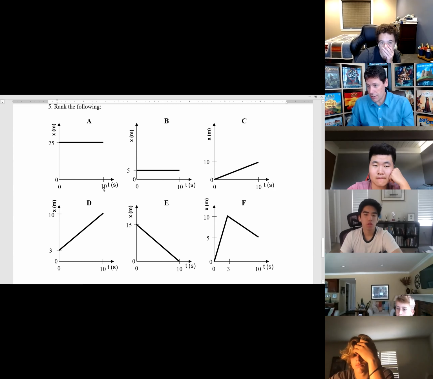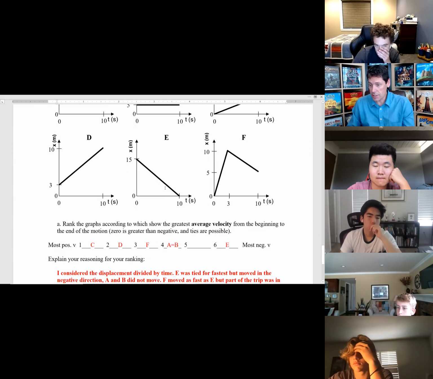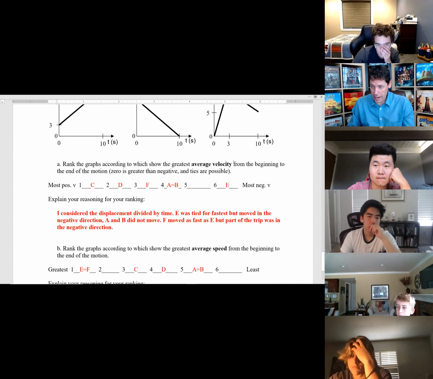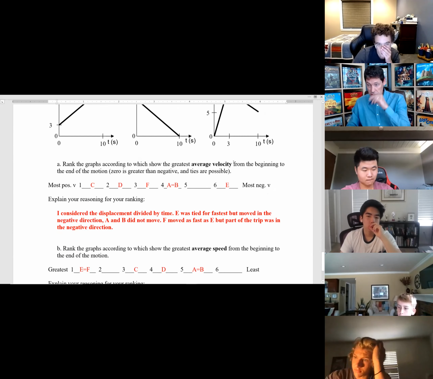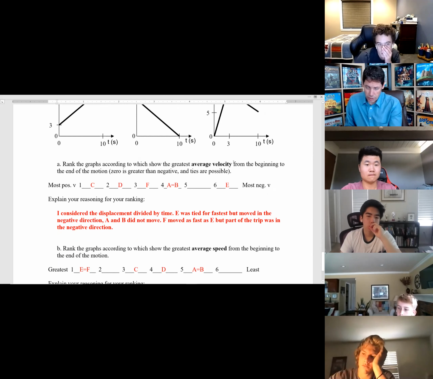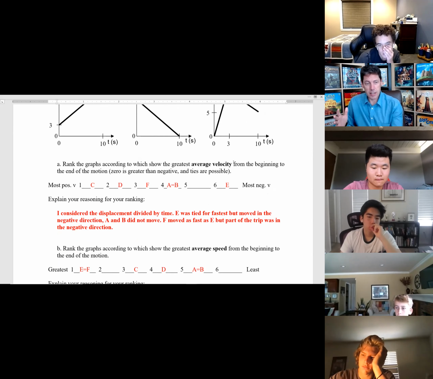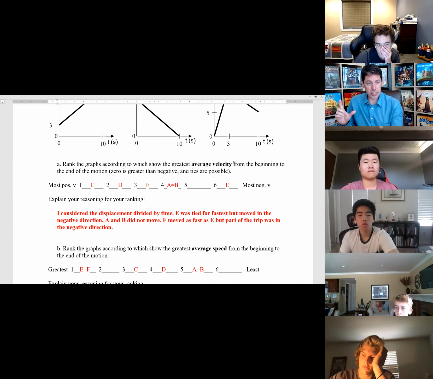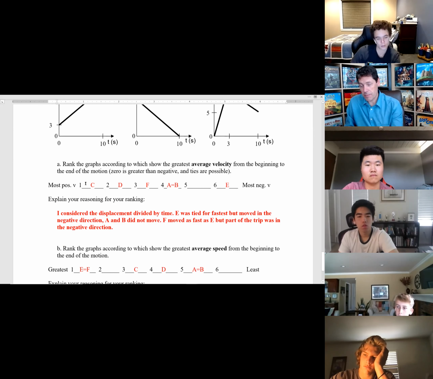If we look down, here are the 6 objects, all with different kinds of motion patterns. And then part A wants us to rank the average velocity. So for velocity, remember, we don't really care about the direction changing. We just want to focus on displacement. So how far did it go from start to finish? Not in its path, but just straight line start to finish. And so here is the ranking.